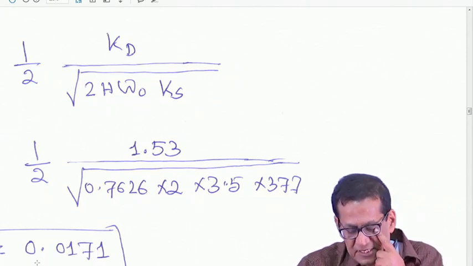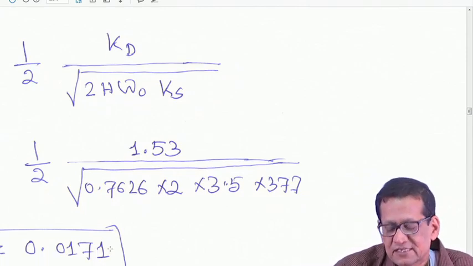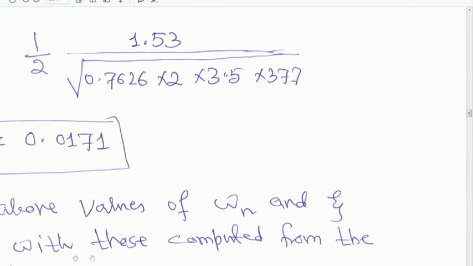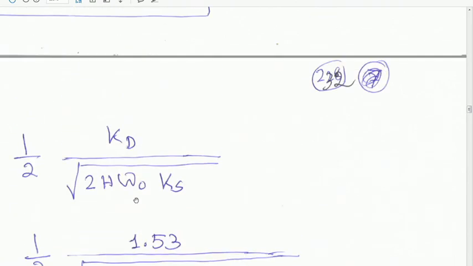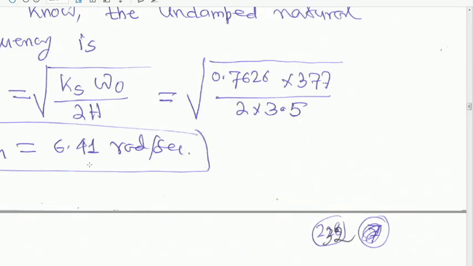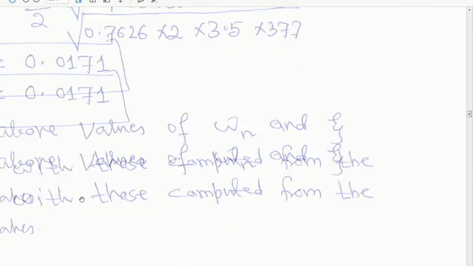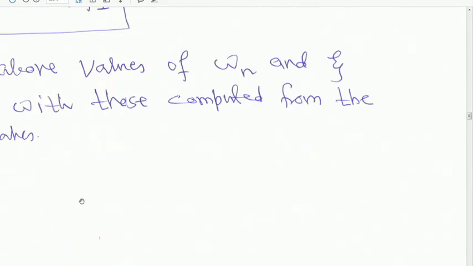So, xi is 0.0171, right, this is the answer. So, the above values of omega and xi agree with those computed from the eigenvalues, right. If you see the eigenvalues, you will find that omega n also we got 6.41, and here also we got this. So, it agrees with that. That means that the approximation is okay. Just have a look, this is another example, right.